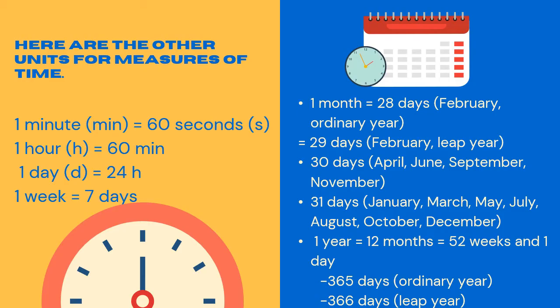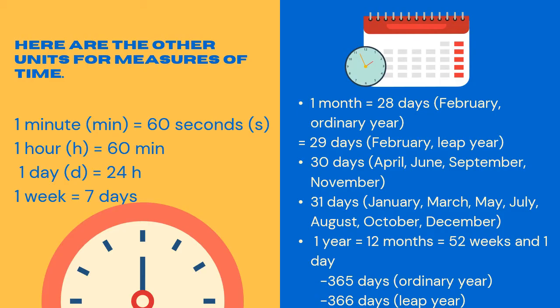Here are the other units for measures of time. 1 minute is equal to 60 seconds. 1 hour is equal to 60 minutes. 1 day is equal to 24 hours. 1 week is equal to 7 days. 1 month is equal to 28 days during February of an ordinary year and 29 days every leap year.